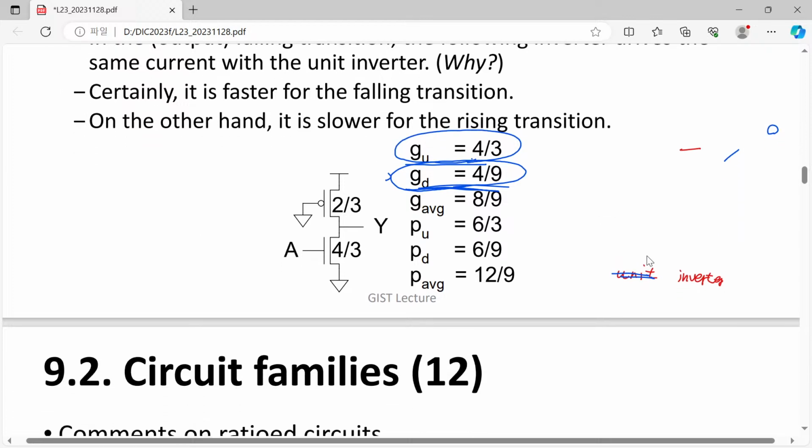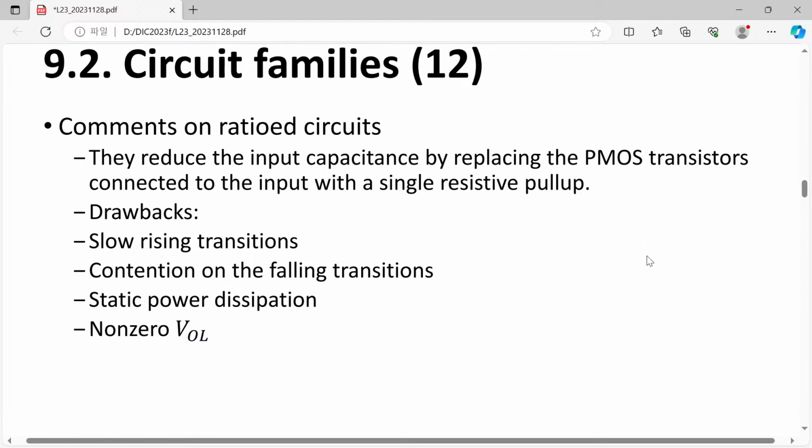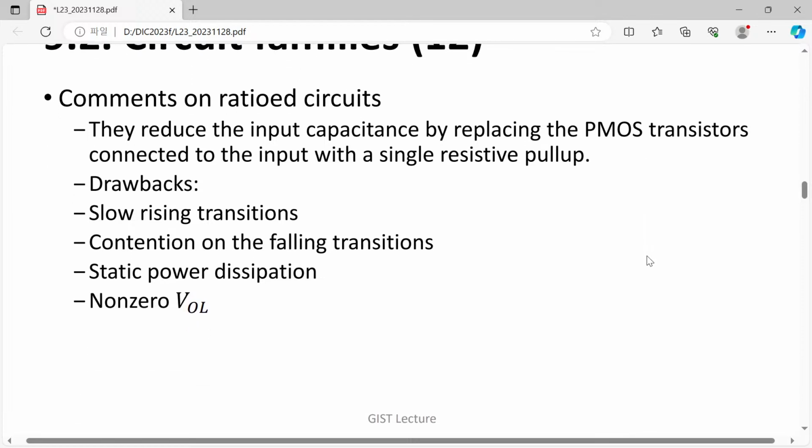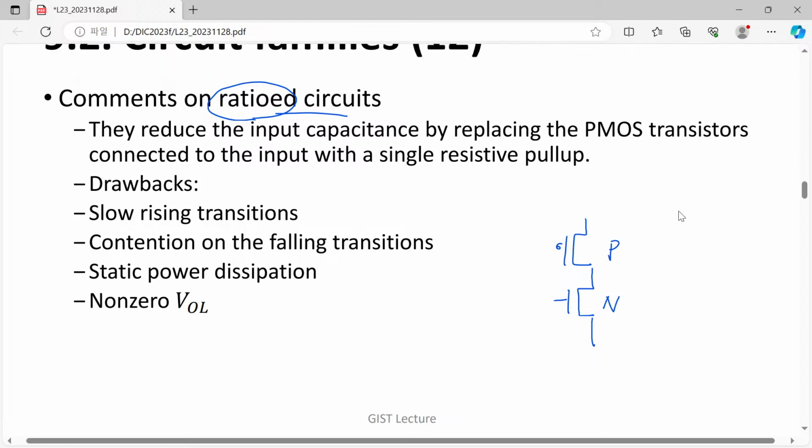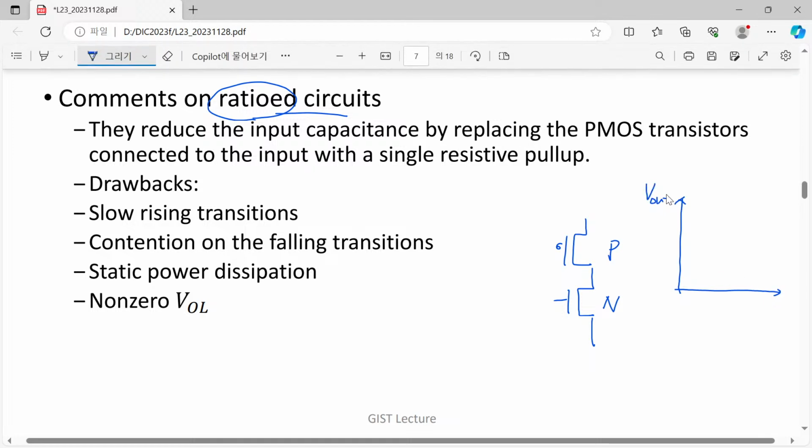Okay, so now let's go to other ones. So now we can make some general comments taken from our textbook. This kind of circuit family is called a ratioed circuit. The reason why that is called a ratioed circuit is in case of our CMOS implementation, whether we have a certain ratio N and P doesn't make big difference in its logic values. Of course, what we can say is V out and V in.